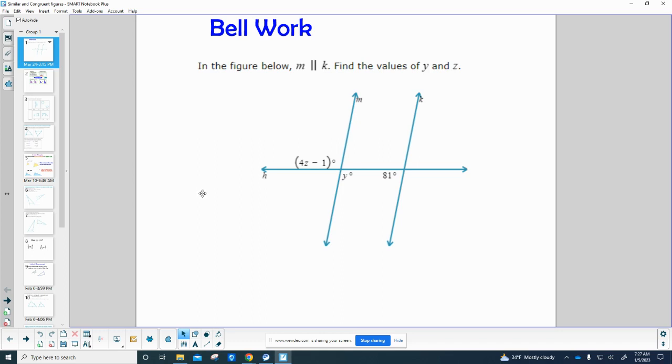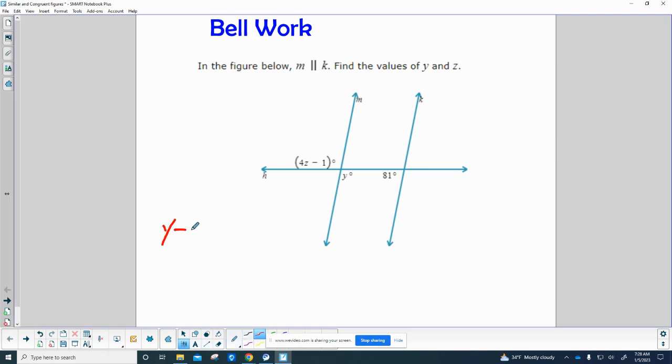So in the figure below, lines M and K are parallel, and we want to find the values of Y and Z. Well, this is just what we've been talking about the last week or so, but we noticed that Y and this 81 degrees here are same side interior angles. So all we have to do to find Y is do 180 minus 81, which would make Y a 99 degree angle. So let's write that down.